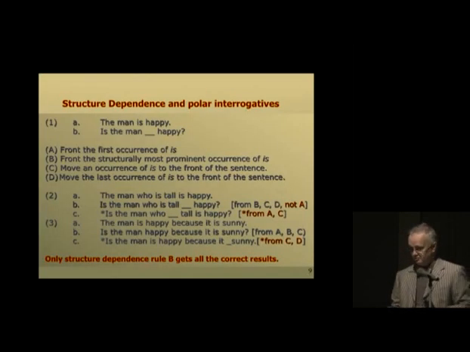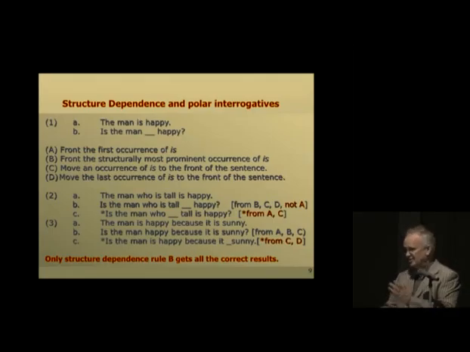So let's look, to illustrate all this, at the stellar example of a UG constraint, structure dependence and polar interrogatives. As you all know, it's contrasts as in one that illustrate this. The man is happy. Is the man happy? How do you relate these two sentences? How do children learn the formation of polar interrogatives?